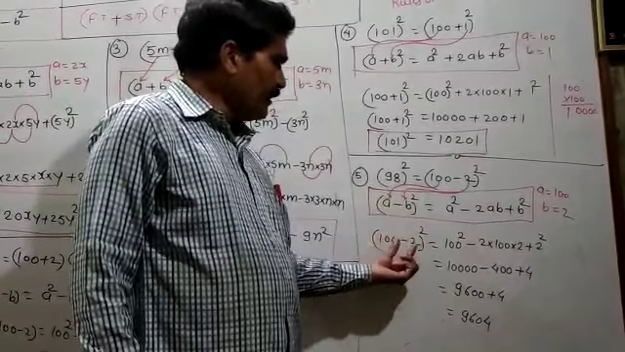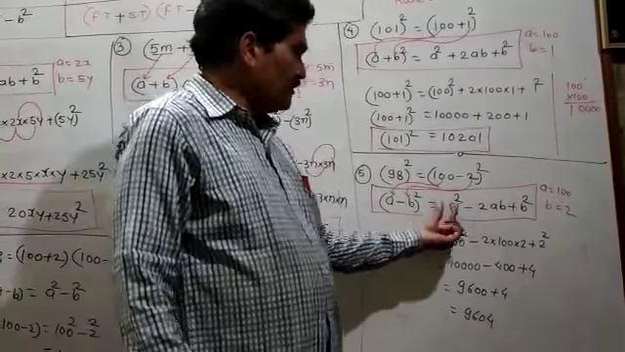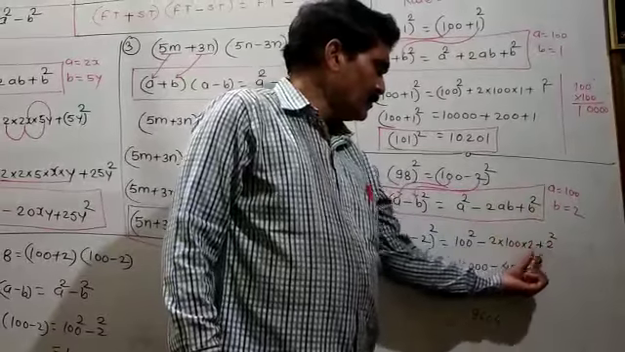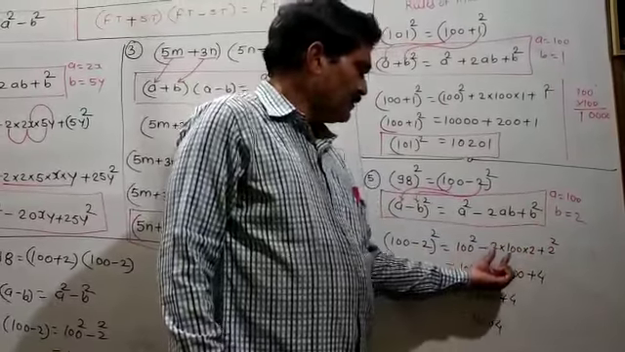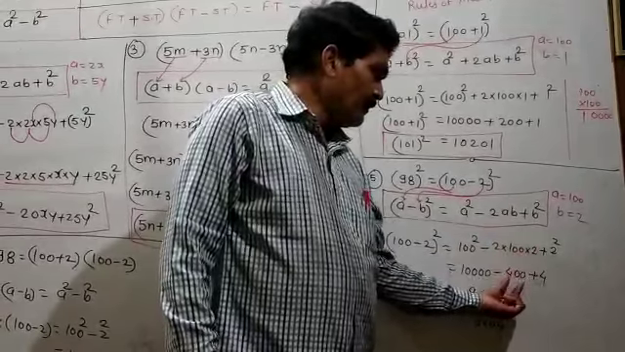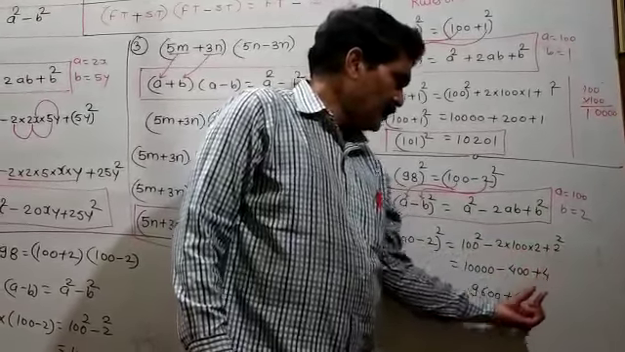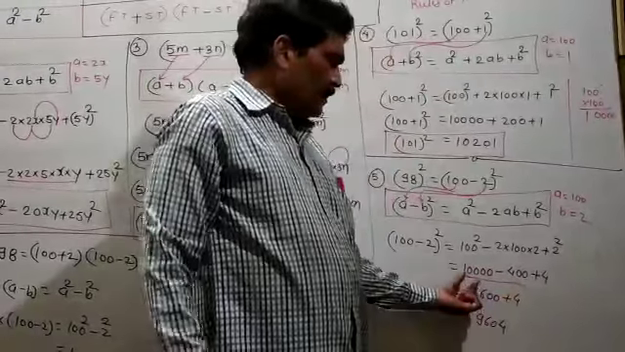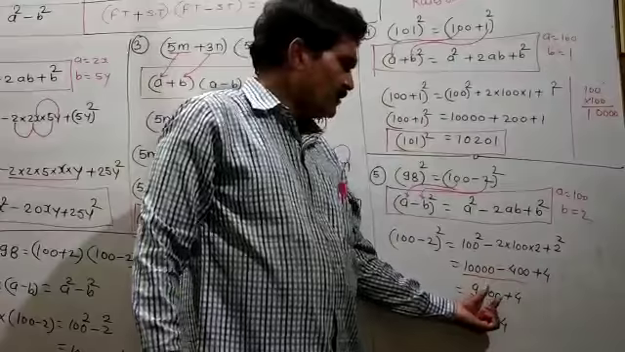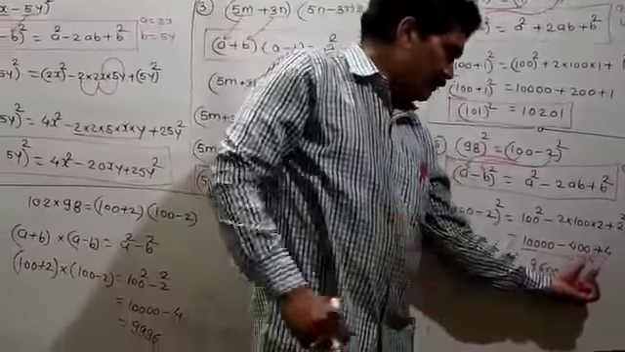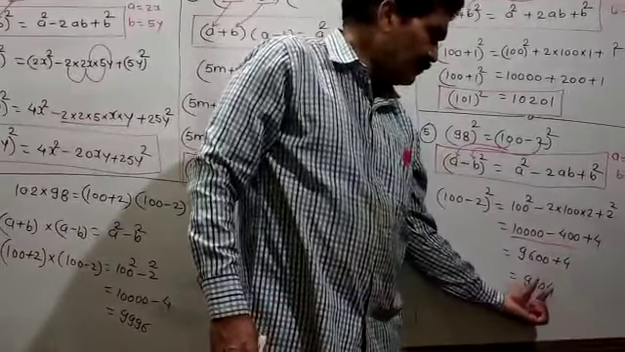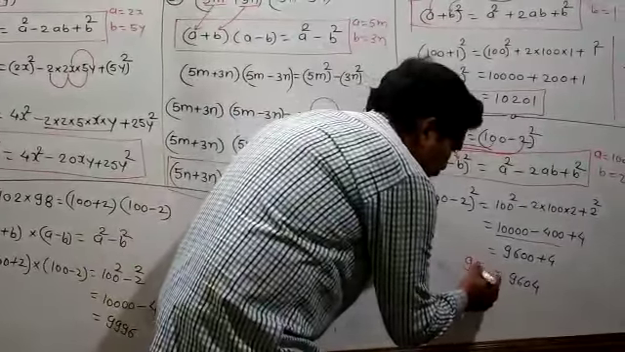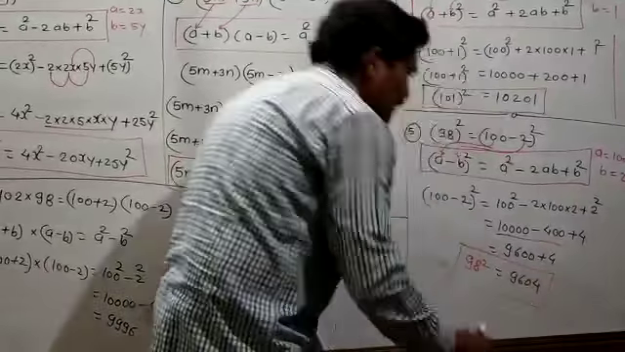At that time 100 minus 2 bracket square is equal to a square, 100 square, minus 2 into 100 into b value 2, plus 2 square. 100 square is 10,000. 2 multiplied by 2 is 4. 4 multiplied by 100 is equal to 400. And 2 2s are 4. First of all you have to do the subtraction. This will come 10,000 minus 400 is equal to 9,600 plus 4 as it is. So 9,604 answer will come. So 98 square is equal to this answer.